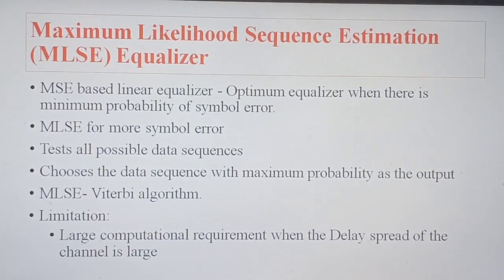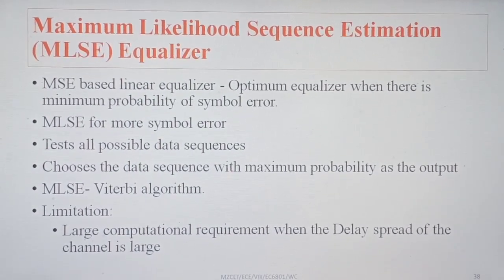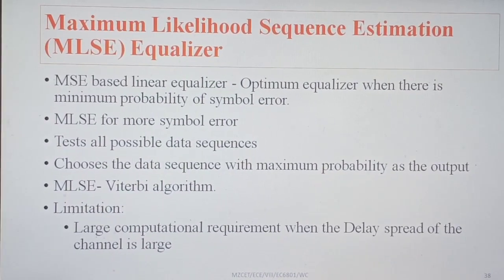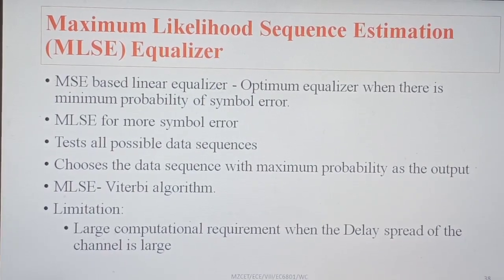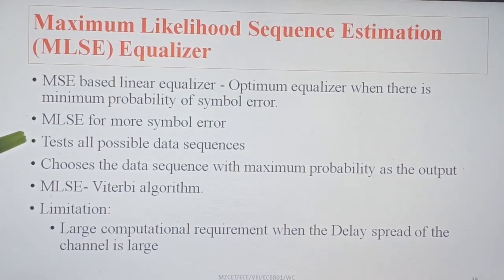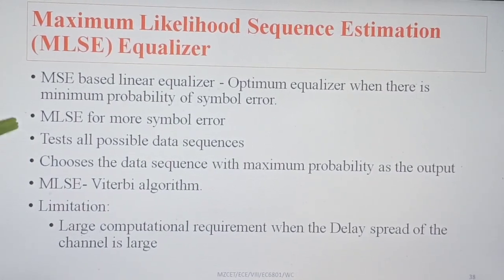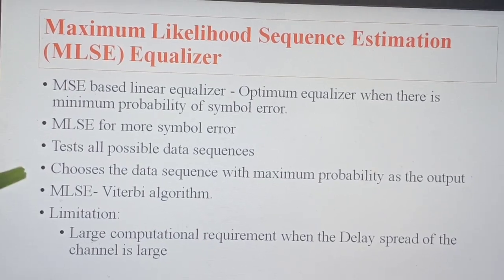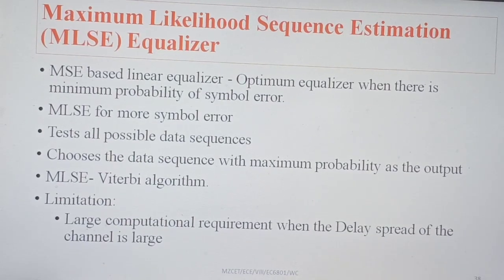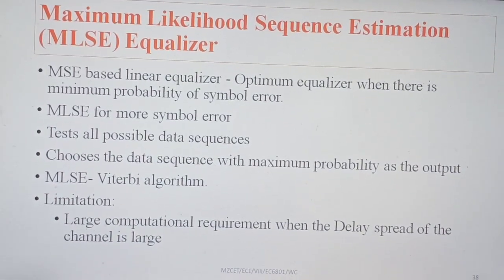The next nonlinear equalizer is the maximum likelihood sequence estimation equalizer. Generally, the mean square error based linear equalizers are optimal when there is minimum probability of symbol error. When there is more symbol error, the MLSE equalizer can be used. The MLSE equalizer tests all the possible data sequences and chooses the data sequence with maximum probability as the output. For this, the MLSE equalizer uses the Viterbi algorithm, a dynamic programming algorithm used to find the maximum likelihood data from the hidden data set.